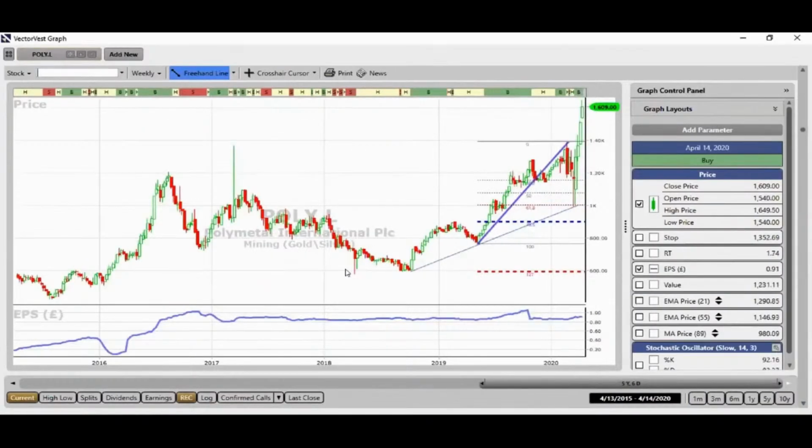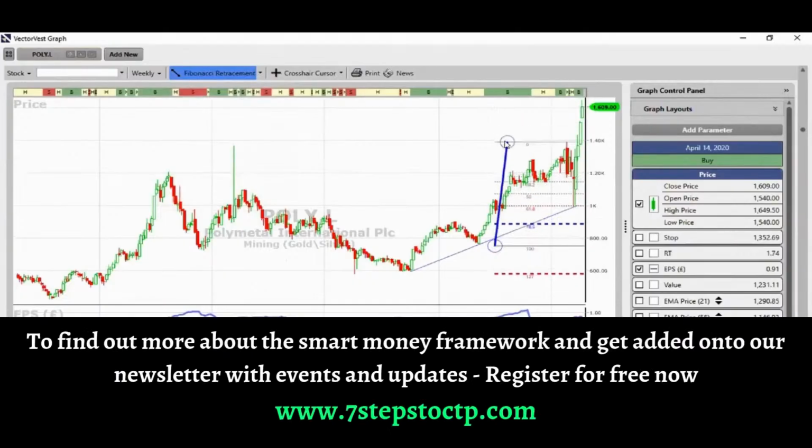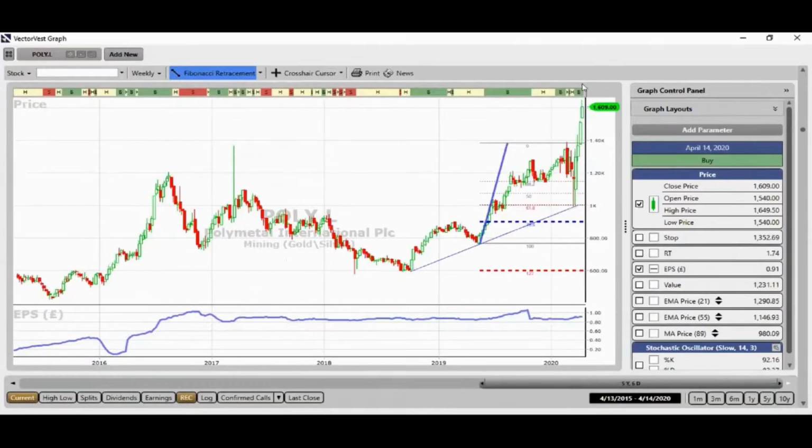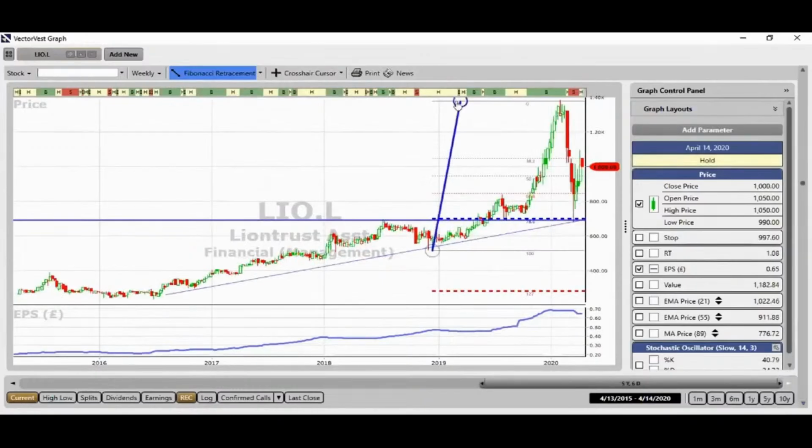Now, this is Polymetal. This is just textbook stuff. We get earnings per share is okay. It's a gold mine. Simple trend line. And if we draw in a fib from that low to that high, we can see that that was 61% of it to the tick. So we've got the trend line and the fib confluence, and the market just bounced off that and goes still very strongly indeed. So this Lion Trust Asset Management has been a great player for us, and we've got this.